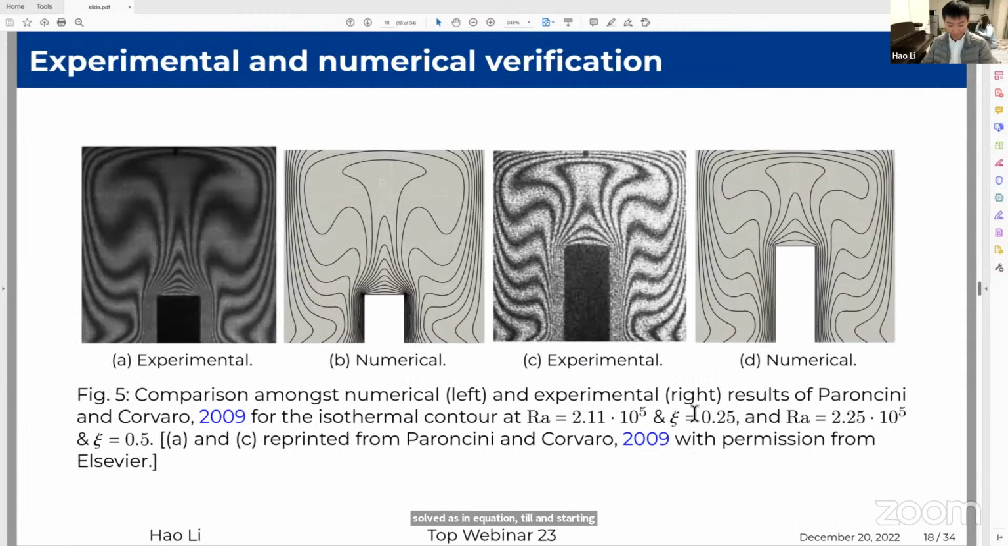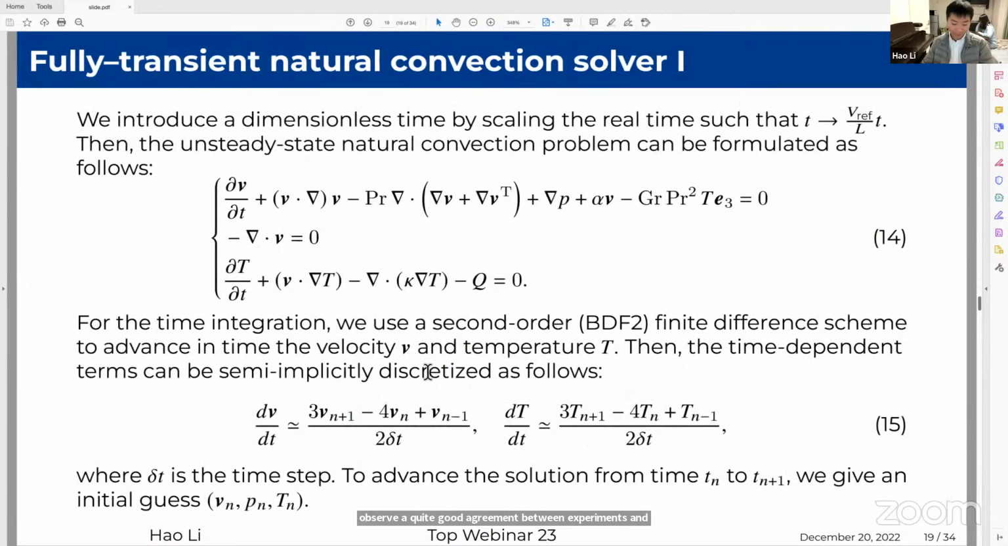So here we show several interesting numerical investigation cases. In the first place, we benchmark our solver against the experimental results in the literature, and we can observe quite good agreement between experiment and numerical analysis. And next, we examine the transient fluid flow behavior.